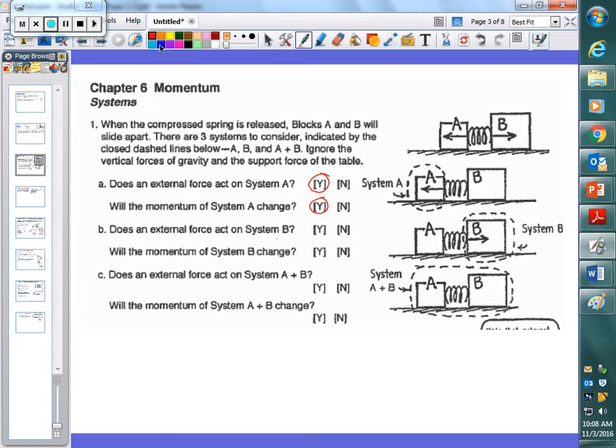Does system B feel a force? Yeah. If system A feels a force, if block A feels a force, does block B have to feel a force? Yeah, according to what? Which law? Newton's third law, right? If B pushes on A, what automatically happens? A pushes on B. So will system B's momentum change? Yes, it will.